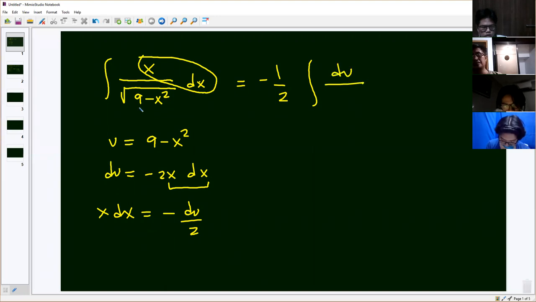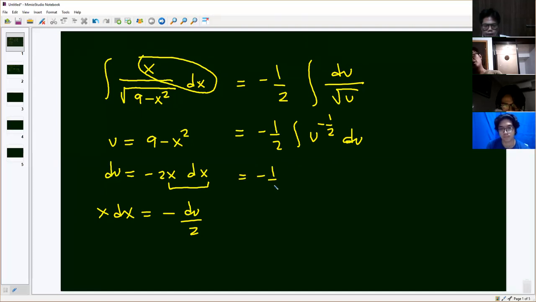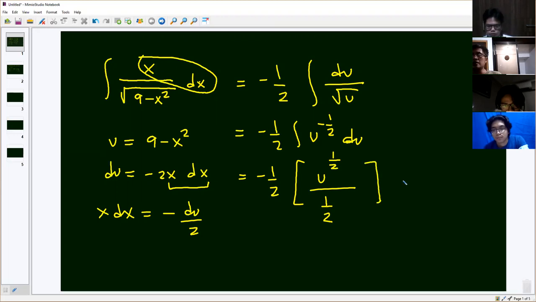And then square root of 9 minus x squared is square root of u. So this is a simple integration by power of powers. Kasi 1 over square root of u is the same as u to the negative 1/2. So basic to, di ba? So mangyayari, it would become negative 1/2 plus 1. Ang power lang, madadagdagan ng isa. Tapos divide by the result. Right, and then plus c.